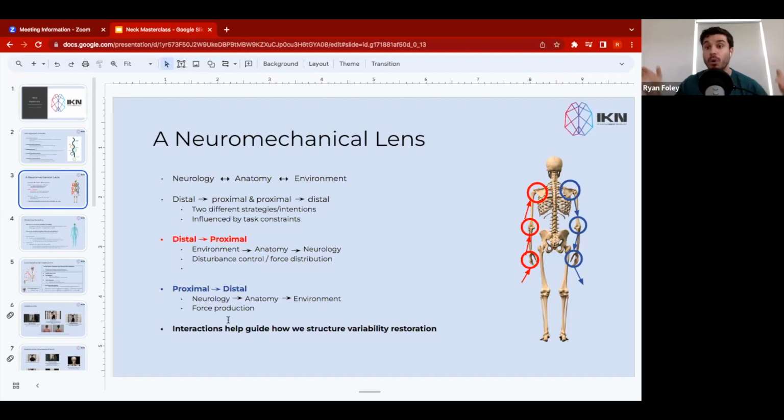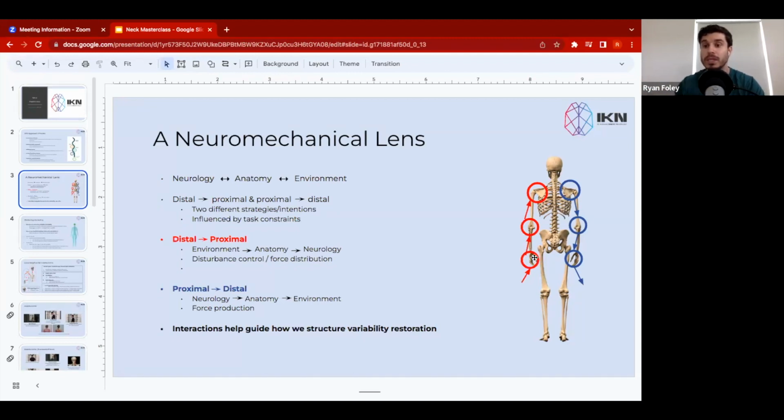And if I want to overcome forces acting on my system from the external environment, I want to utilize more of a proximal to distal sequencing, because most of the muscular tissue mass is distributed proximally across my system. Okay, we have much more muscle mass around the shoulder, around the thoracic spine, head and neck than we do distally through the hands and wrists, for example.